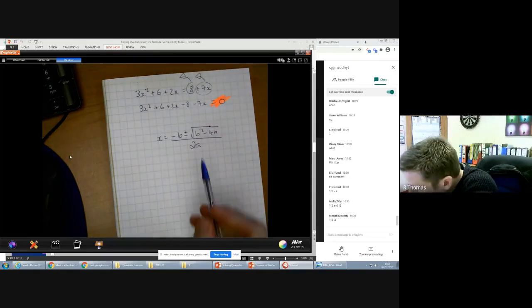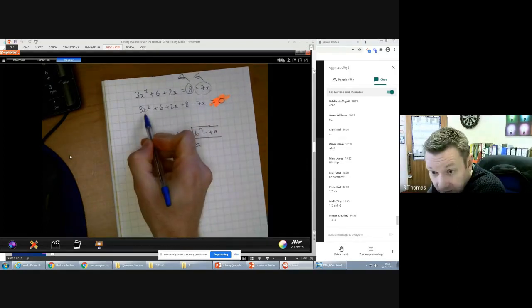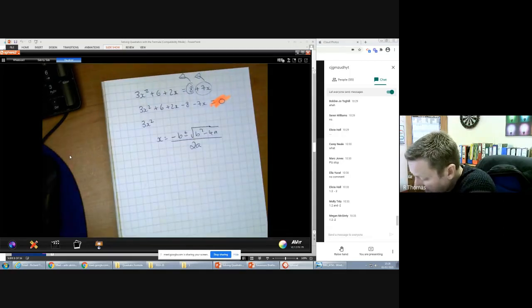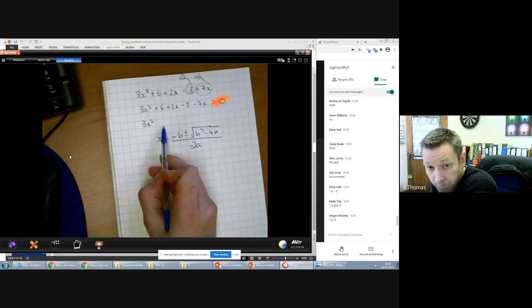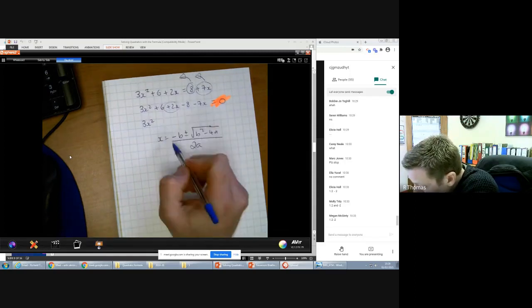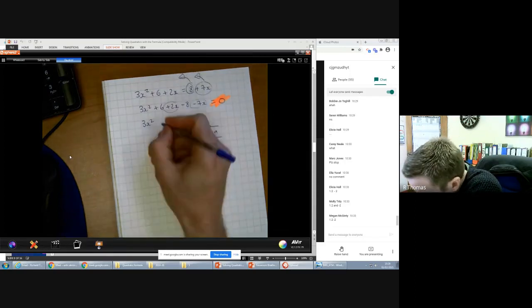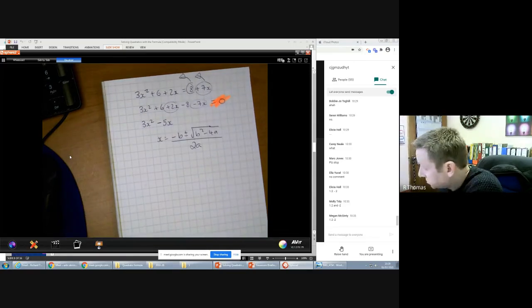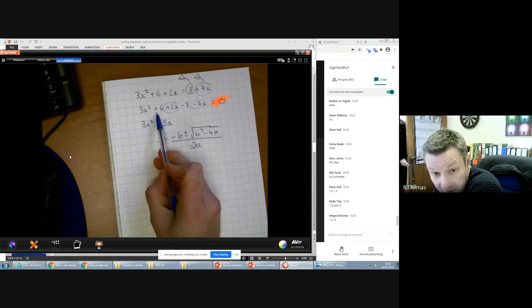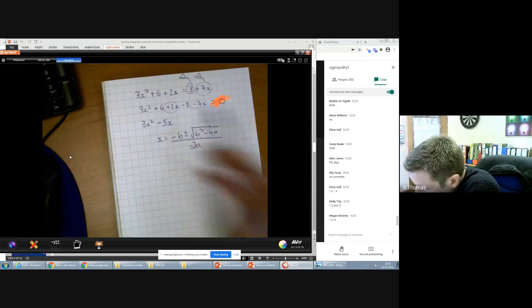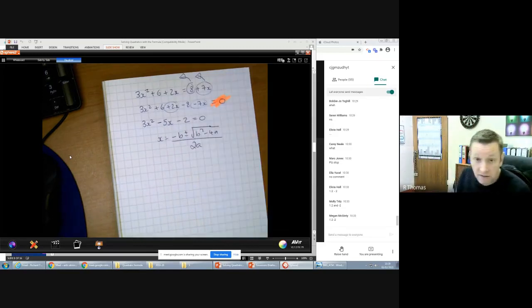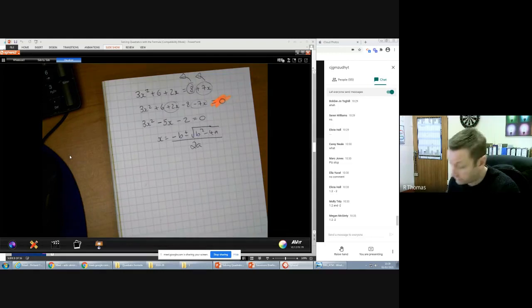Okay. I'll keep the x squared bit at the start, so I'll keep it as 3x squared. I now want the x bit next, okay? So I've got plus 2x minus 7x, so that's minus 5x. And then I've got plus 6 minus 8, which gives me minus 2. There is your quadratic equation that you can now solve using that formula.